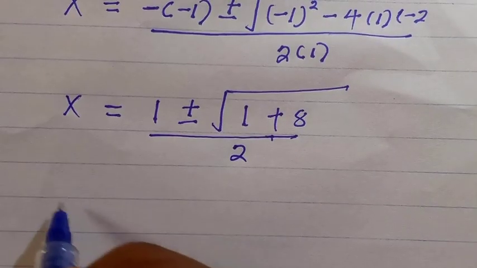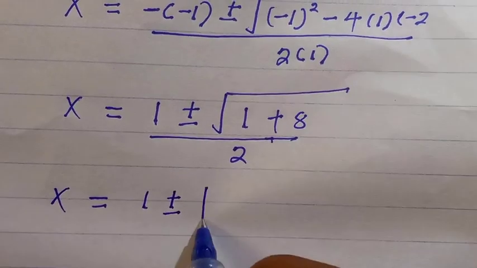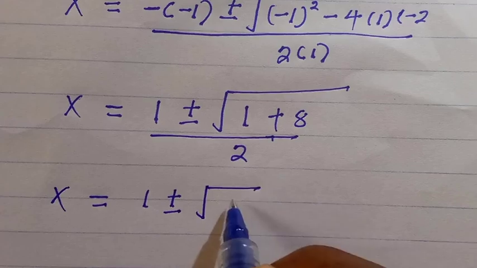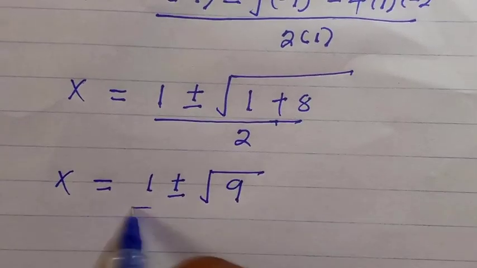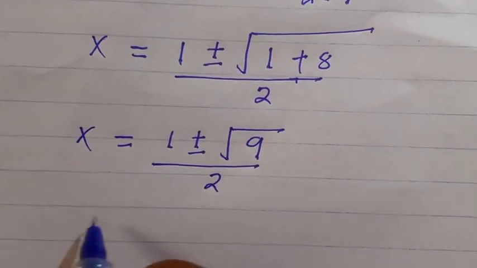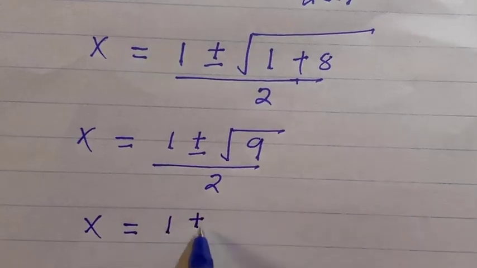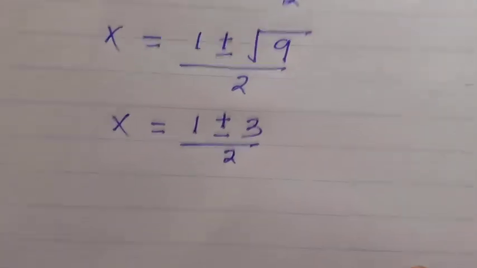So the next step is, we have x equals 1 plus or minus the square root of 1 plus 8, that is 9, divided by 2. I know that the square root of 9 is a perfect square, so we have x equals 1 plus or minus 3, divided by 2.